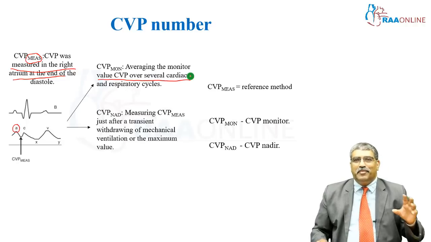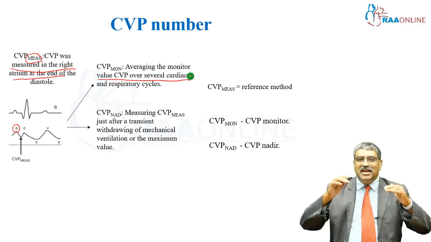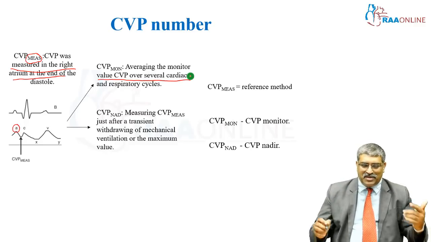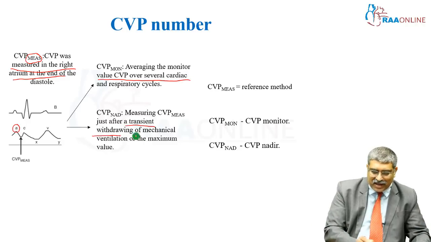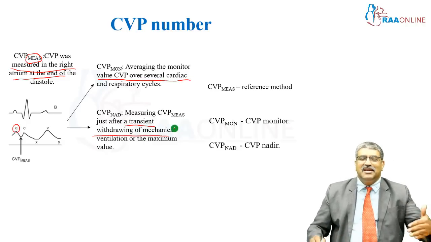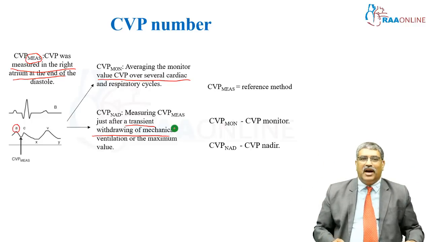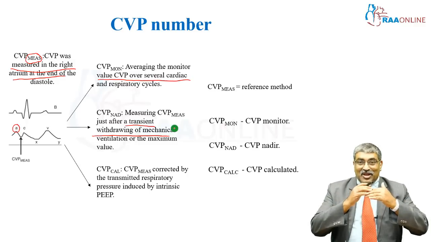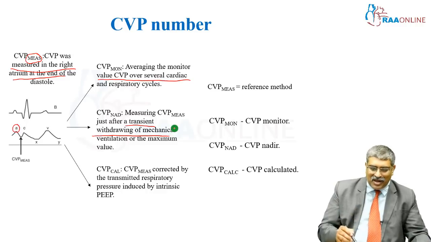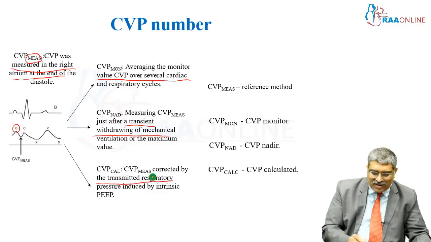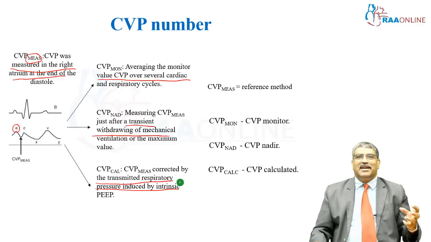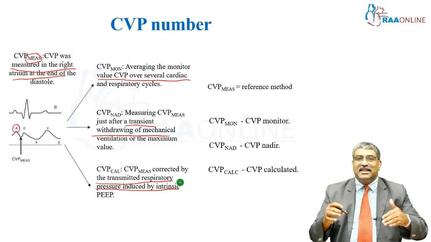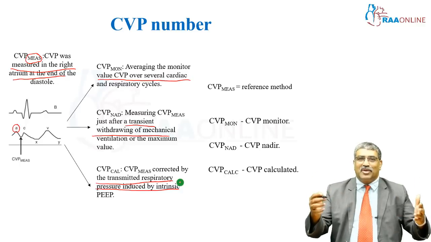What is CVP-NAD, which is the nadir, which is the maximum CVP which is seen. It can be seen after transient withdrawing of mechanical ventilation, or you can take it as the CVP at the maximum value. And CVP calculated is where, from the measured CVP, you correct for respiratory pressure induced by the intrinsic peak. For example, if you added a PEEP of 8 to 9, you deduct that value from the CVP and you calculate the CVP.